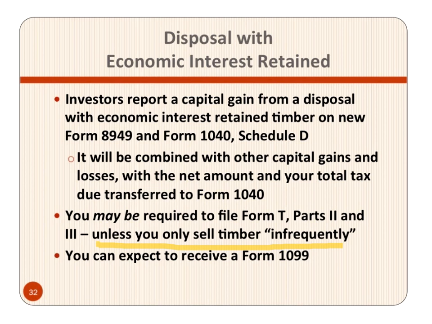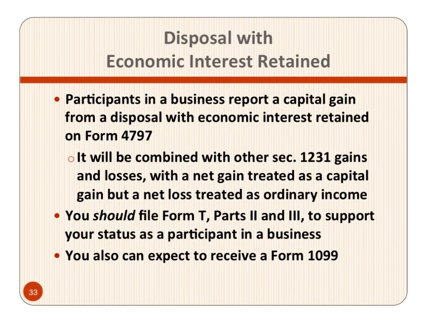You can expect to receive a Form 1099. It might be prudent to file even if you're not required to, though. Participants in a business, again, report a capital gain from a disposal with economic interest retained on Form 4797. It's going to be combined with your other Section 1231 gains and losses, with a net gain treated as a capital gain, but a net loss treated as ordinary income. So again, you have the best possible tax outcome, whether you have a gain or a loss.